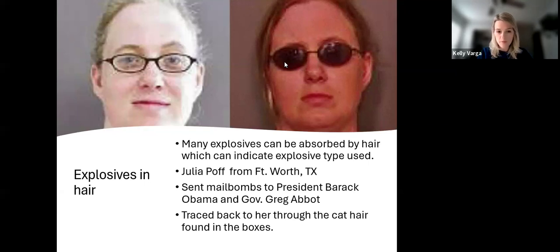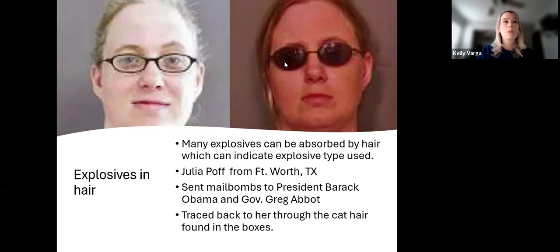So there is an example of a woman out of Fort Worth, Texas. Her name was Julia Poff, and she sent mail bombs to both President Barack Obama at the time and Governor Greg Abbott. And it was traced back to her through her cat hair that was actually found in the box. So there was cat hair found once they identified that it was animal and not human. They were able to obtain some of the trace signatures of the chemicals, which of course would have been left over from the mail bomb itself. But also then it started the hunt of where could this cat have come from?